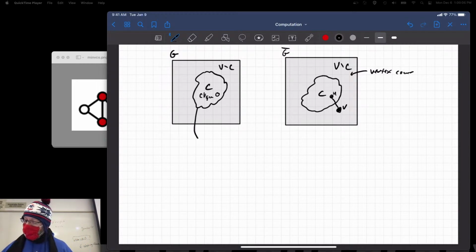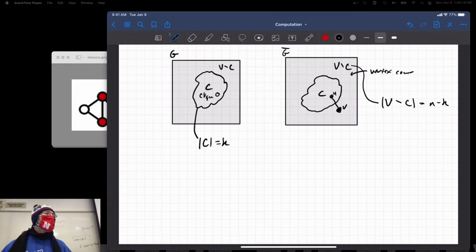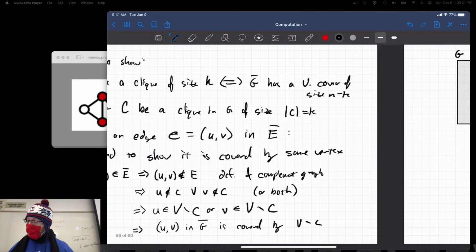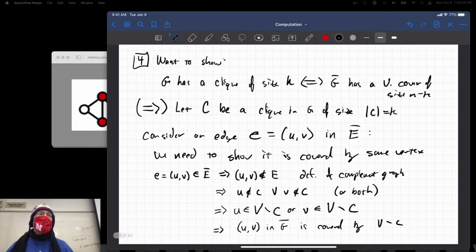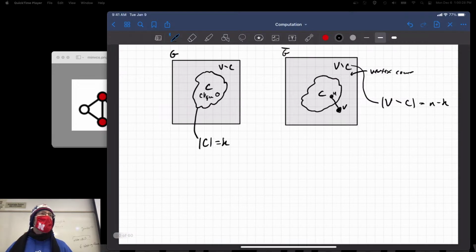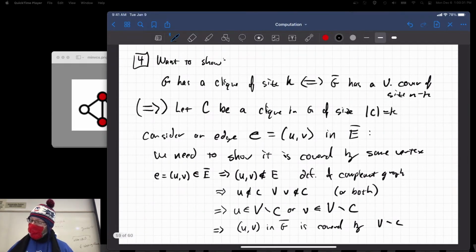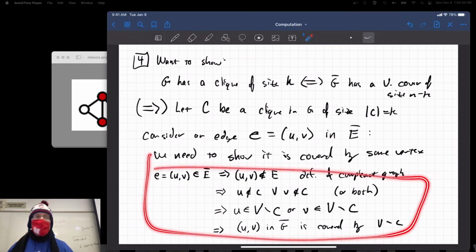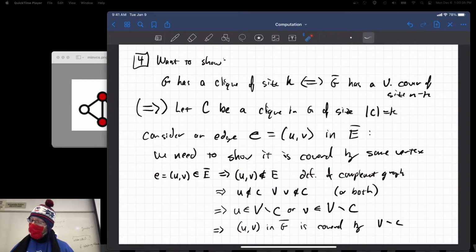Right. The size of C is K, and then the size here of this thing, V minus C, is going to be N minus K. Right? What's the way to look at this? Other than this part right here. I mean, this makes way more sense to me than the visualization, at least right now. Anyway, that's one way. Right. Okay? What I want to do is show the other way. So let me go ahead and cut and paste this statement here. This statement right here.